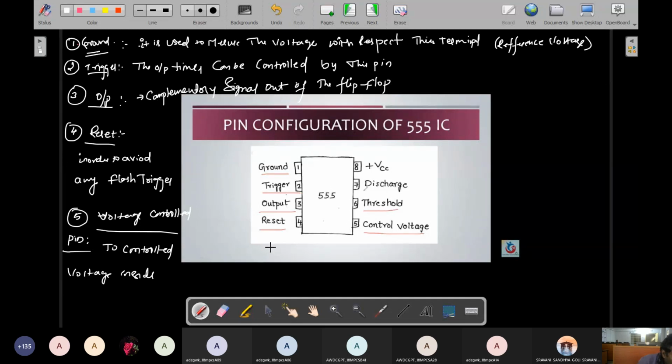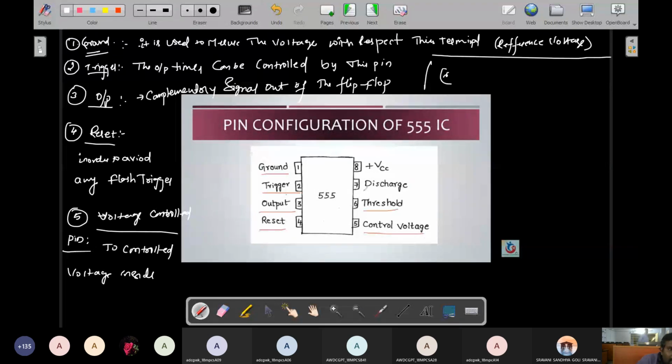Okay, so if you are adding some resistors, some capacitors to this 555 IC, then those resistors and capacitors will develop some external voltage inside the circuit. Then that voltage can be controlled by using this controlling pin.